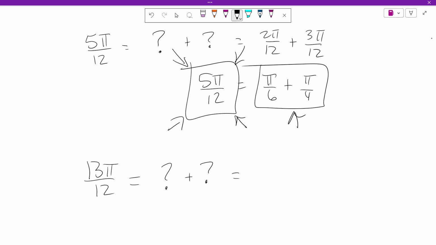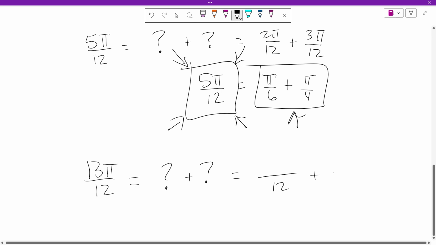So to do this, we'll say, well, something over 12 plus something over 12. Now, obviously 1 pi over 12 isn't on there, so you can't go 1 pi over 12 plus 12 pi over 12. Can you go 2 pi over 12? Well, 2 pi over 12 plus 11 pi over 12 would make 13 pi over 12. But is there an 11 pi over 12 in your unit circle? No, so you can't use 2 pi over 12.